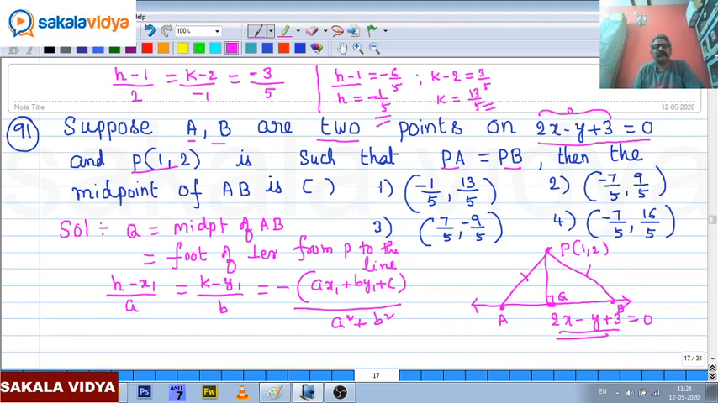So minus 1 by 5, 13 by 5. So the first option is the right option. Calculations we should be very careful, because this minus sign is very important. I ignored this one, here minus. This is very important.